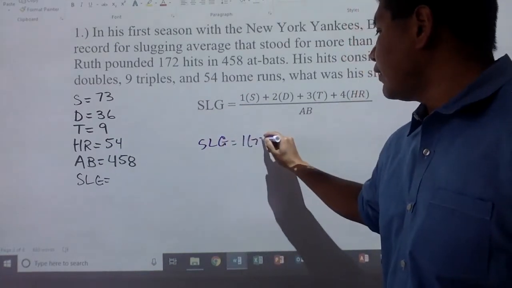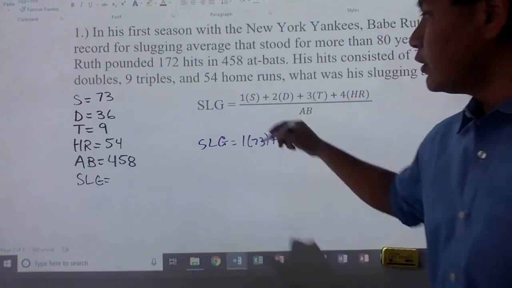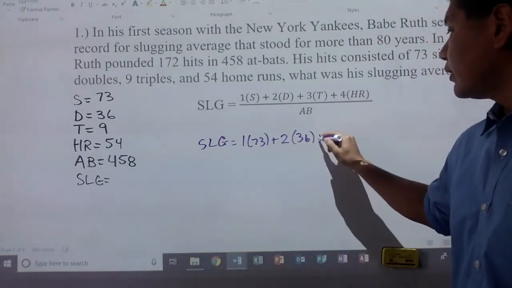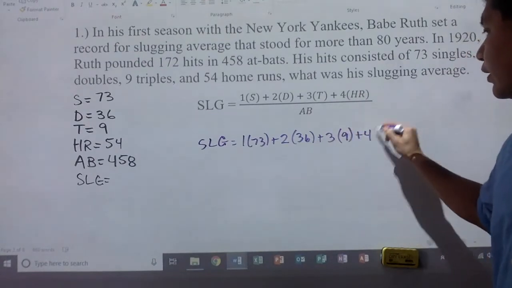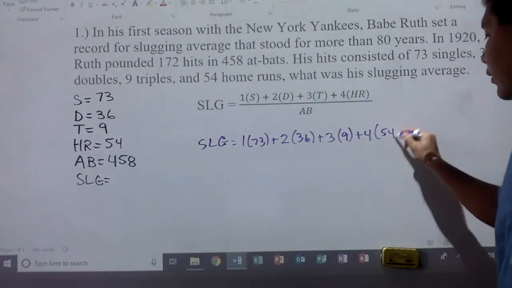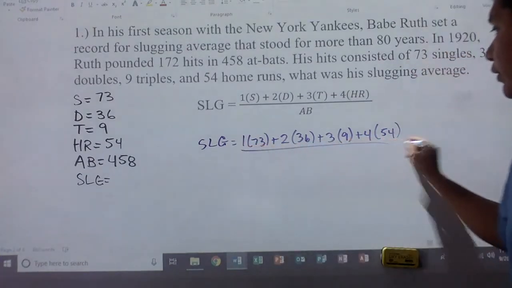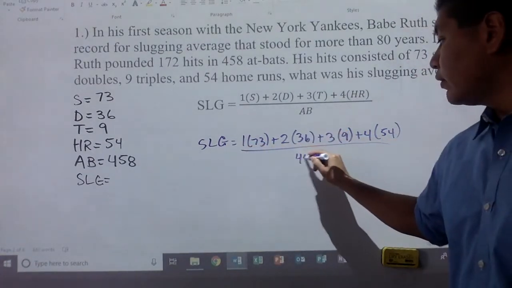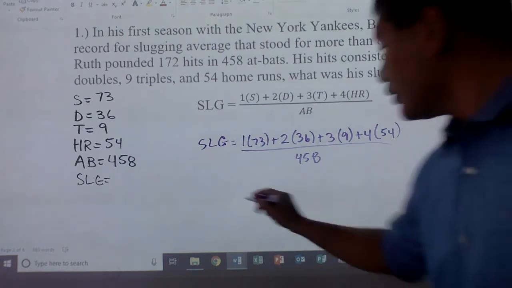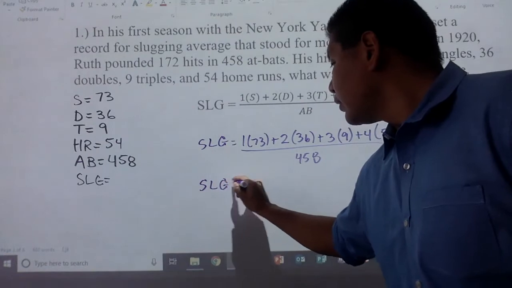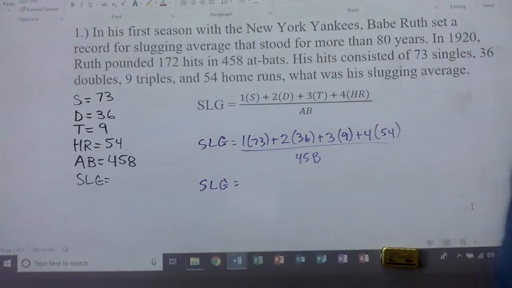1 times 73, doubles 36, 3 times 9 plus 4 times 54, all over AB, 458. Whatever the answer is. Go ahead, put it in your calculator, see if you can get it.